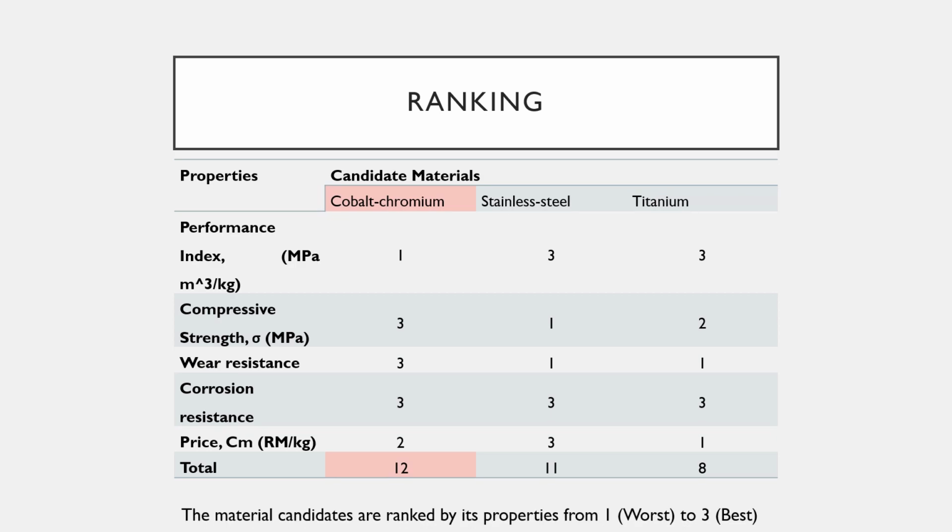The ranking step is a step that chooses the best material from these three materials, where we rank the candidates from 1 as the worst to 3 as the best. As you can see from the table, cobalt chromium has a higher total of properties.